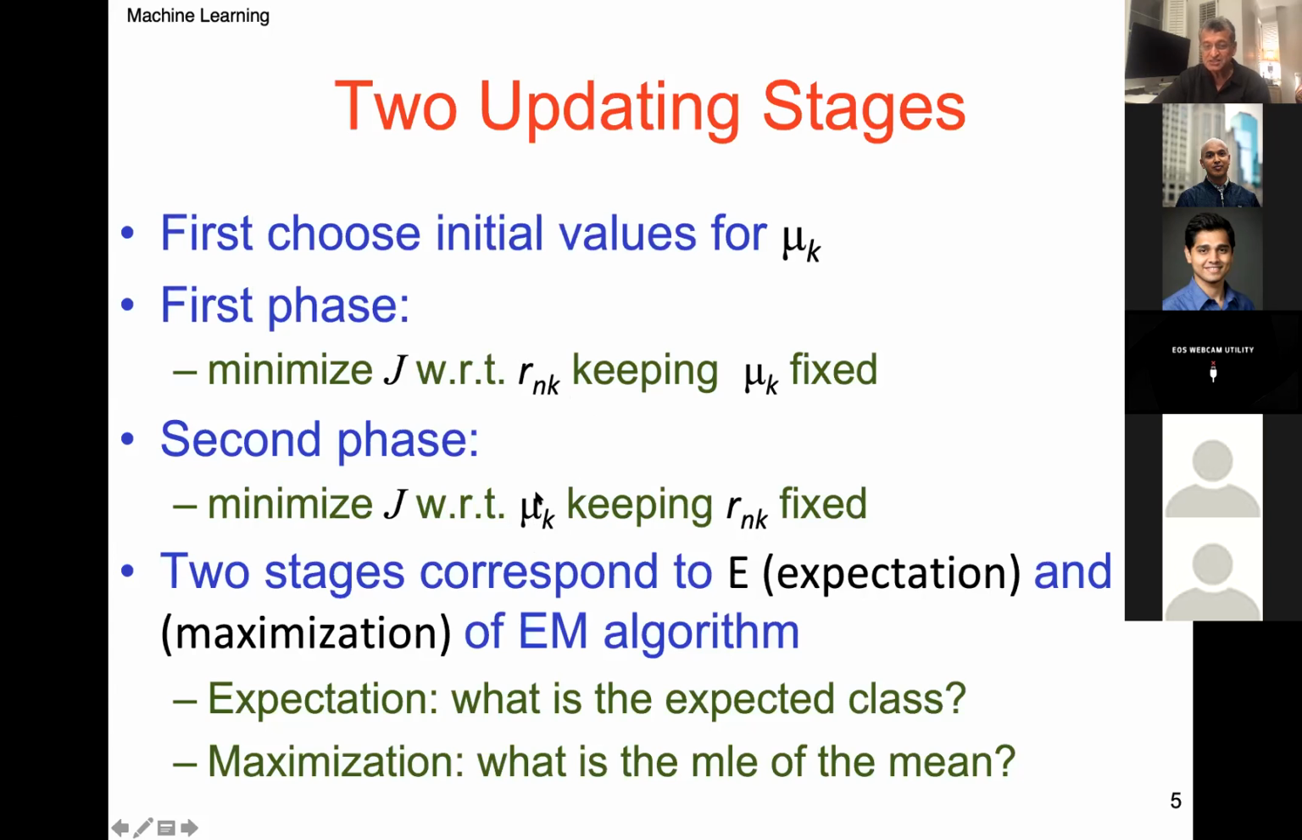So what is the maximum likelihood estimate for the mu, that kind of a thing. That's what we're doing here. Expectation is what is the expected class? Data point, which class will go to the expected class? Maximization, what is the maximum likelihood estimate of the mean, right?